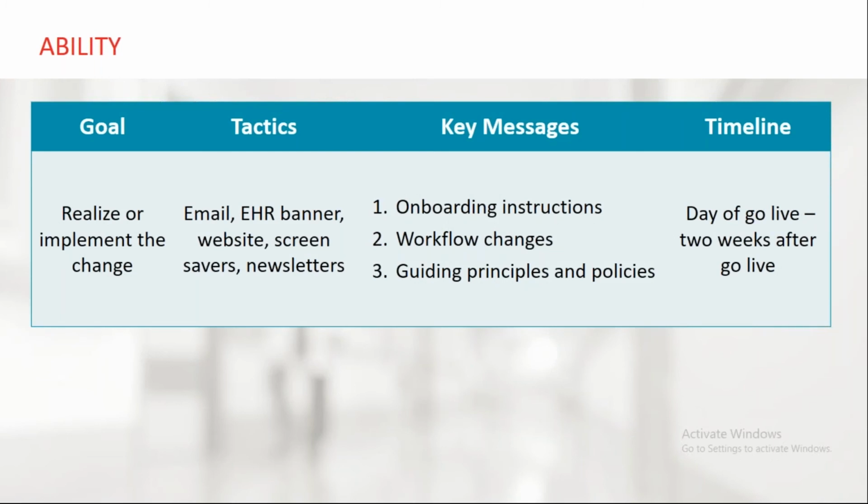So then you get to the ability stage. Let's say the day of go live, or 2 weeks after. So this could be in increments. You're giving onboarding instructions. You're again communicating out changes to workflows. Perhaps you're communicating out some guiding principles and policies. I always suggest that you create those types of things. How should you be adopting this change as a user? And then the goal, of course, is to realize or implement the change.